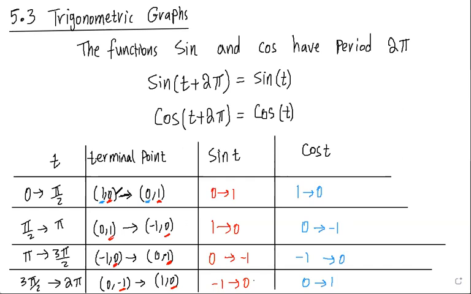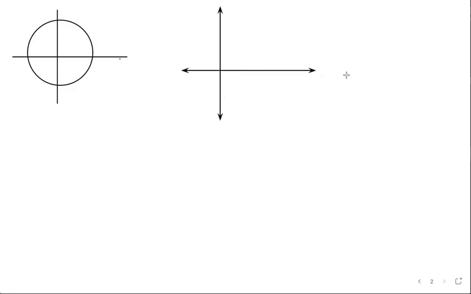Now I can graph. This is my x values and this is my y values for the sine, and the same thing for the cosine. So let me start graphing. Here is my unit circle, divided into four pieces. This is my y-axis and this is my x-axis.